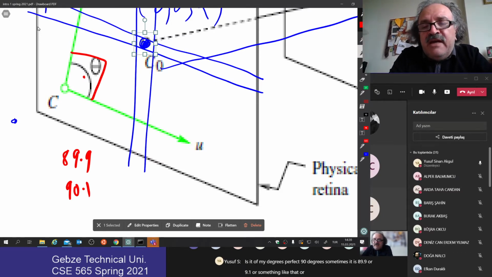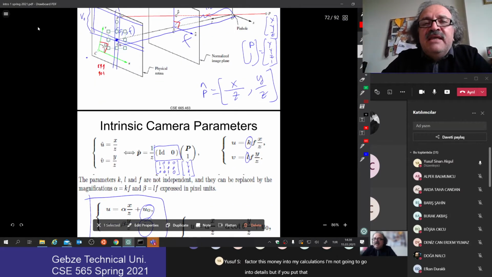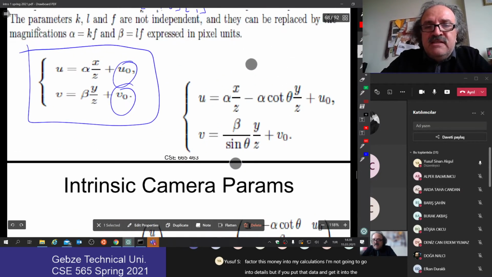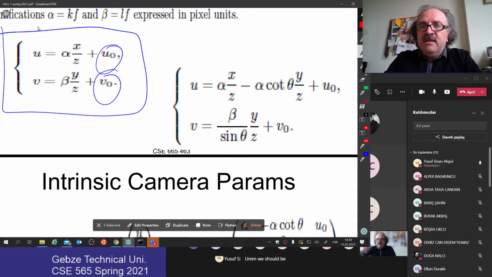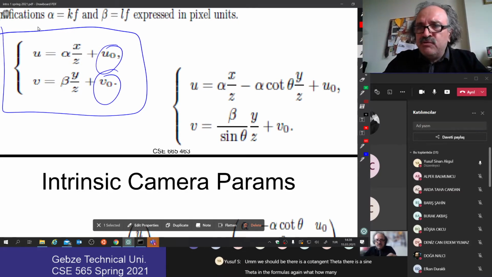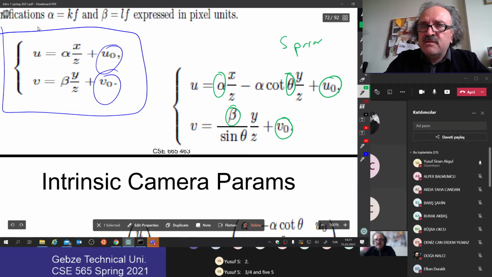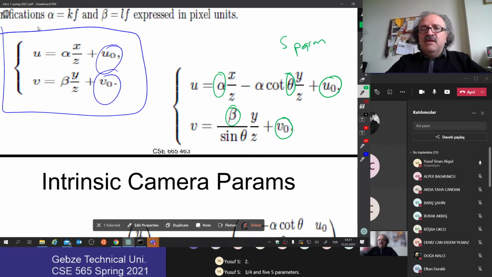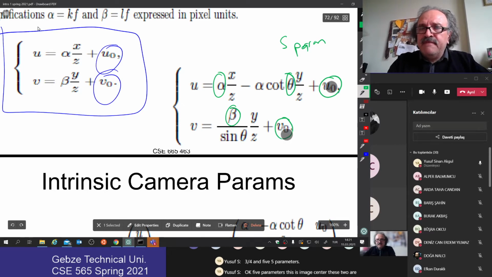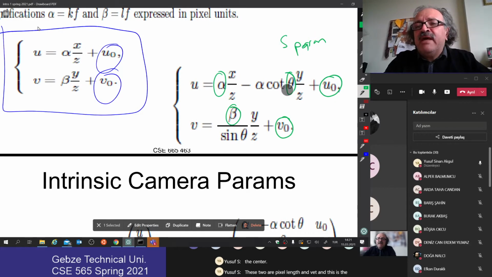So if I have such a difference, that's going to make lots of calculation errors, so I need to factor this into my calculations. I am not going to go into details, but if you put that angle theta into the calculations, this is what U and V should be. There is a cotangent theta, there is a sine theta in the formulas. Again, how many parameters do I have now? With the green, 1, 2, 3, 4, and 5. 5 parameters. These two are the image center. These two are pixel length and width, and this is the skew angle.